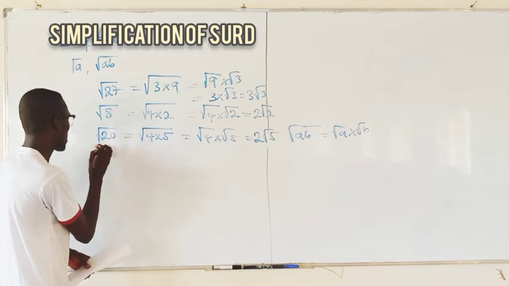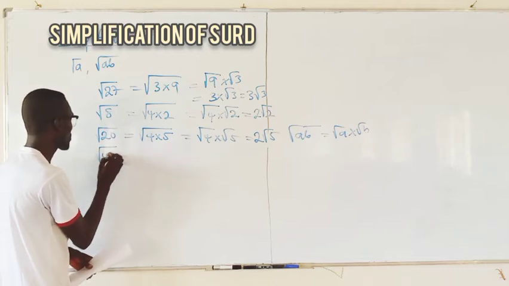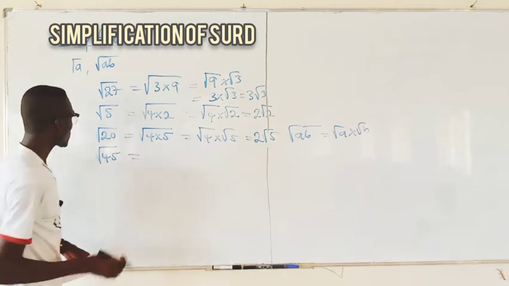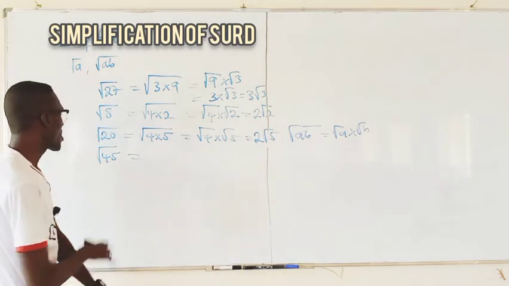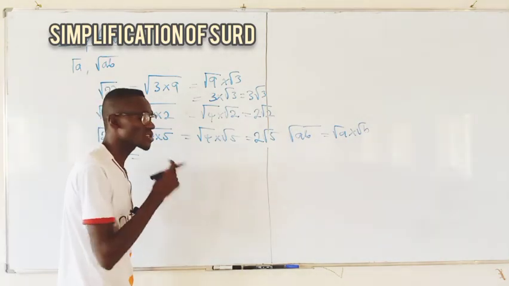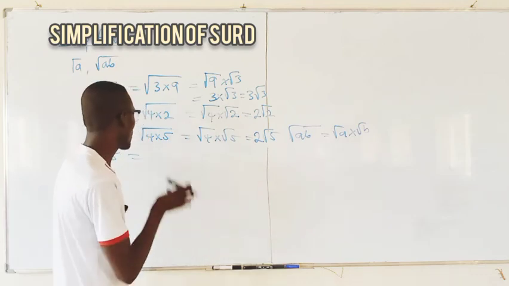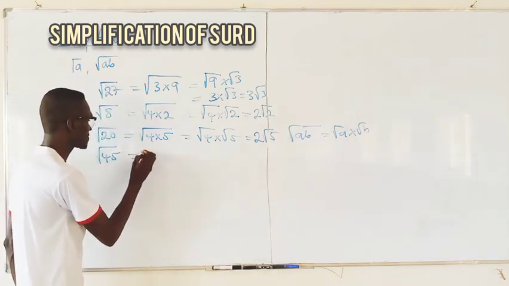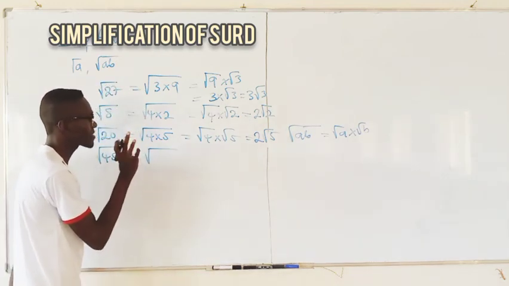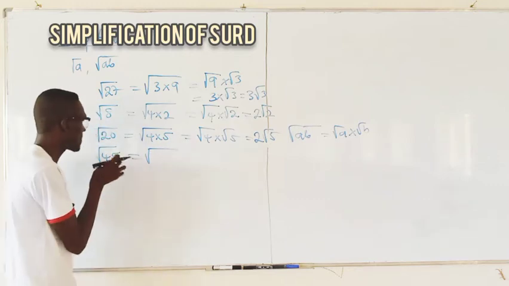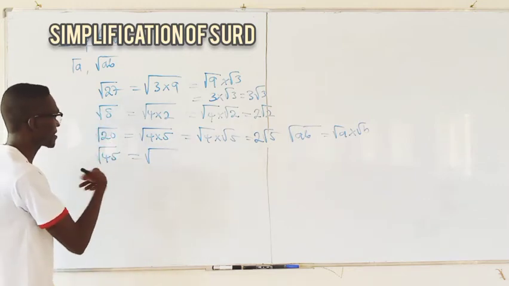Let's say square root of, let's use 45. How do we solve for square root of 45? You need to find two factors of 45 such that one of them is a perfect square, then simplify it down. As for this very one, I'm just thinking of it by myself. If you can find another way to get your answer, it's still fine.